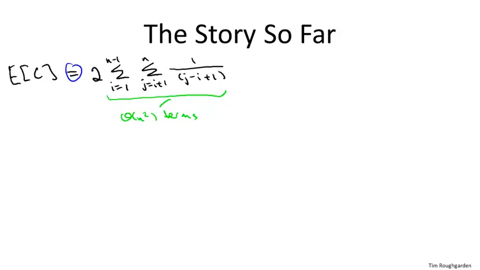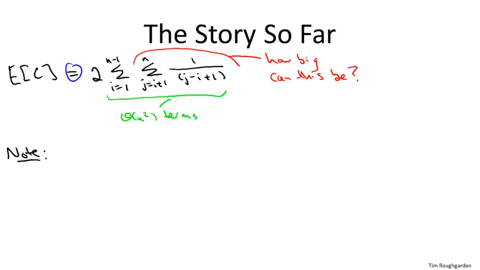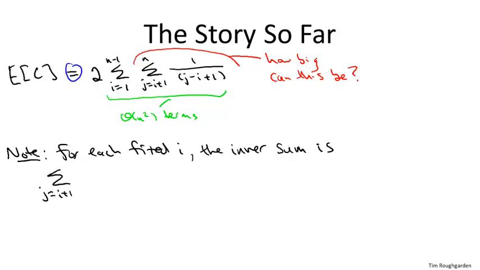So the idea is that we're going to think about a fixed value of i in this outermost sum, and then we're going to ask how big could the inner sum be? So let's fix some value of i, the value of the index in the outer sum. And then let's look at the inner sum, where j ranges from i plus 1 up to n, and the value of the summand is 1 over the quantity j minus i plus 1. So how big can this be?